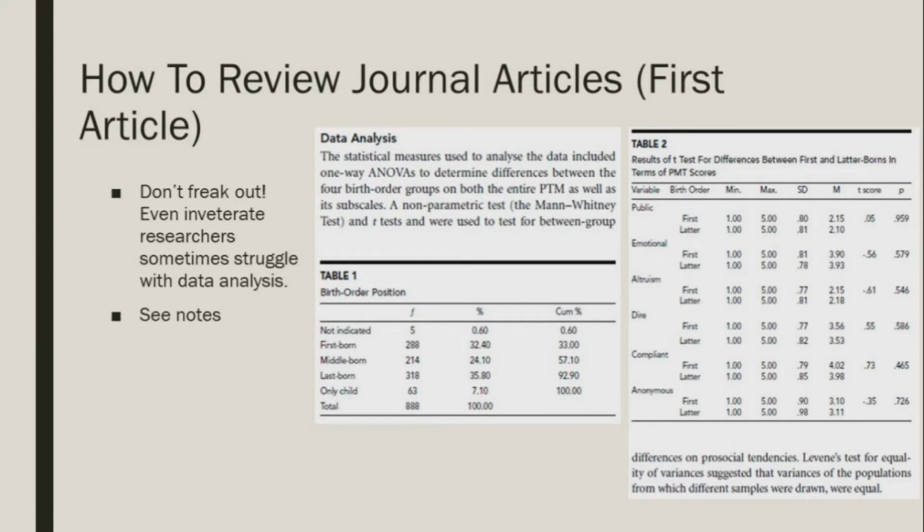Now we come to the data analysis section of the journal article. Don't freak out. Generally, I have to study this section over for a while in order to completely understand it. An ANOVA, or analysis of variance, is generally done when we have more than one independent variable. In this situation, the dependent variables are subscale scores on the prosocial tendencies measure, or PTM, and the independent variables are the four groups: firstborn, middleborn, lastborn, and only child.